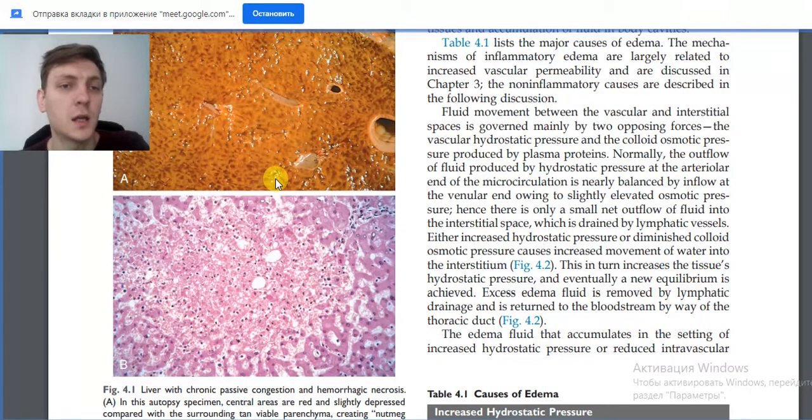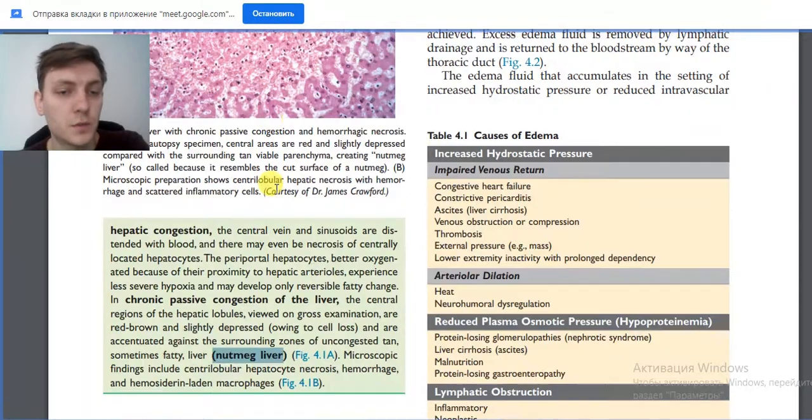It's a sign of liver congestion. Microscopically, it includes centrilobular hepatocyte necrosis, hemorrhage, and hemosiderin-laden macrophages. Same as in the lungs, macrophages trap the RBCs, and when RBCs are destroyed, they form hemosiderin, this brown pigment. So that's why macrophages will be hemosiderin-laden.